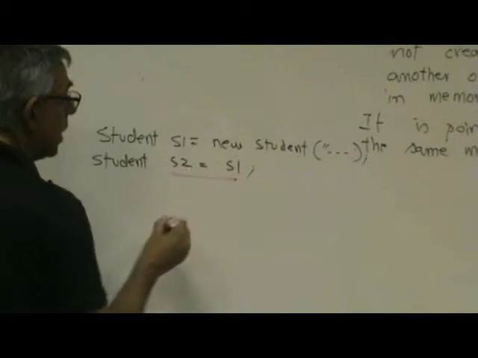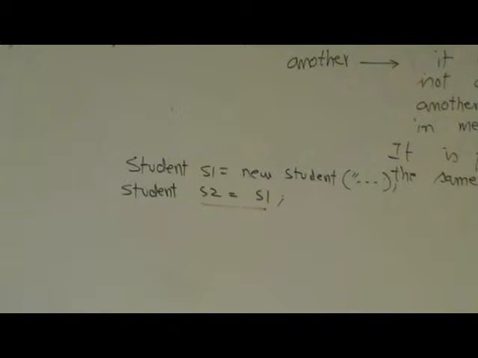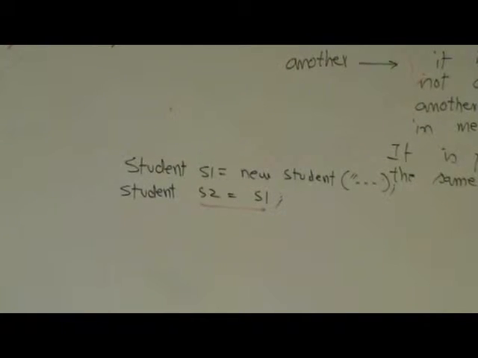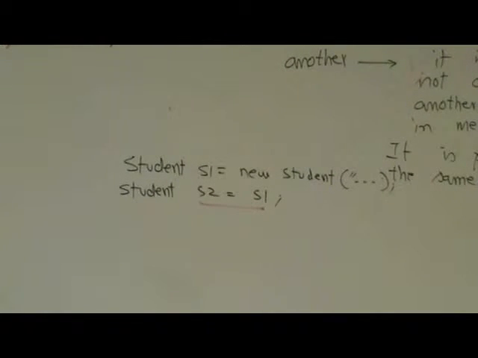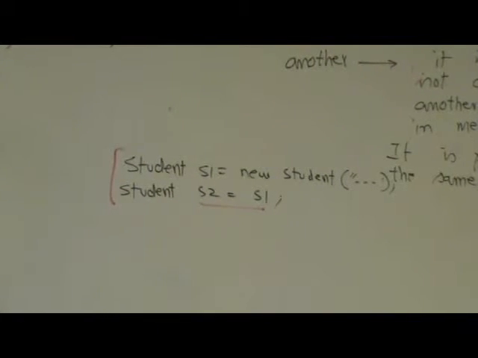So S2, S1 are both exact same memory. If you change S2, it will end up changing S1. If you change S1, it will end up changing S2, right? Okay, what are the other reference types?